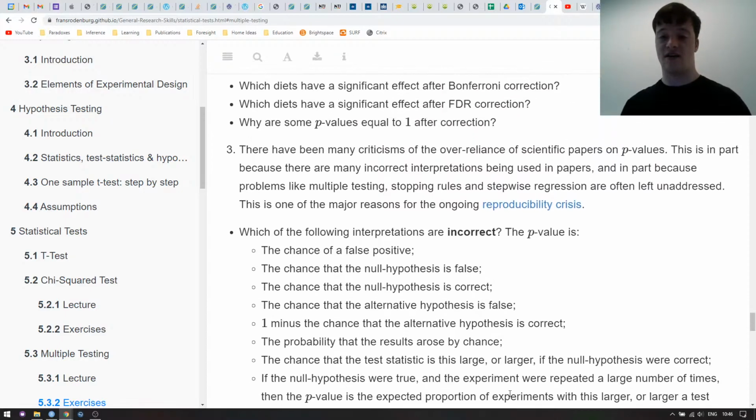Okay, then the last thing I want to show, there's this question 3. It's about the reproducibility crisis. Has anyone ever heard about this? It's also called the replication crisis.